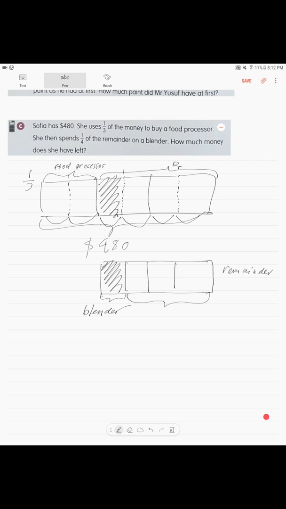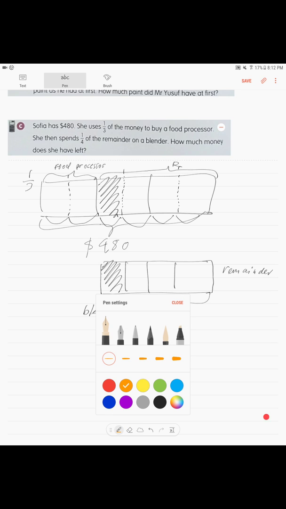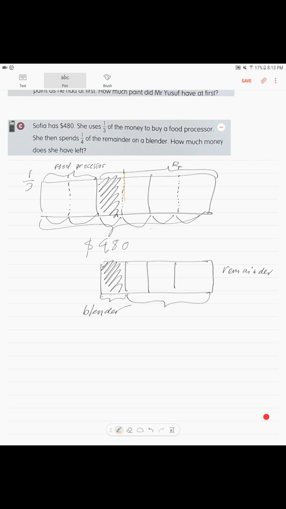Okay, everything becomes very, very easy. So let me do it this way, right? So this part of the remainder is the money that she has left, 3 units, right? So what do you have when you have a visual representation?